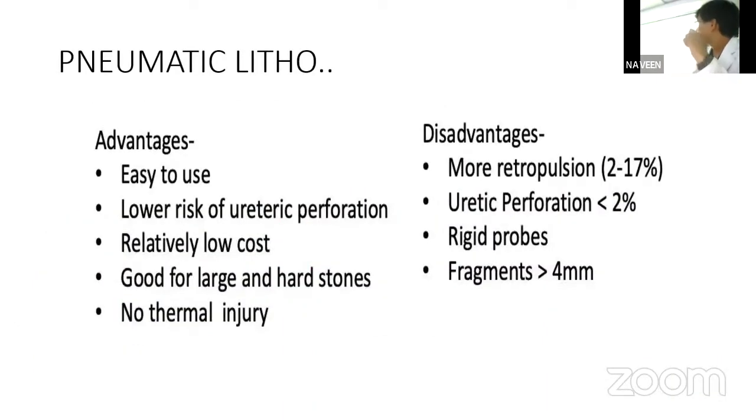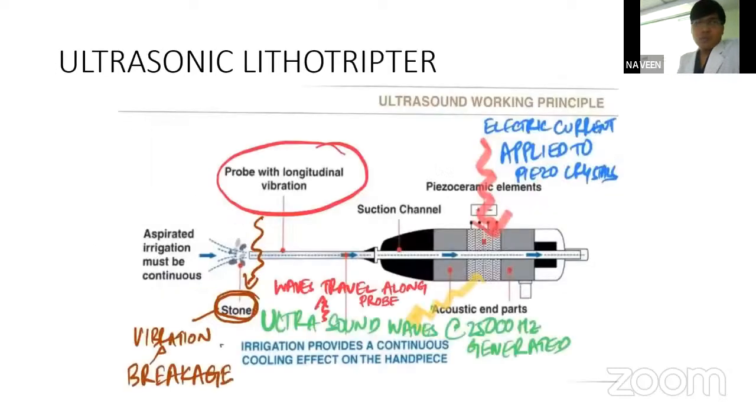The advantage of this pneumatic lithotripter is that it is very easy to use. There is a very low risk of ureteric perforation. They are good for large or hard stones, and they do not produce any thermal injury. But the disadvantage of this pneumatic lithotripter is that they have very high retropulsion and they are rigid probes.